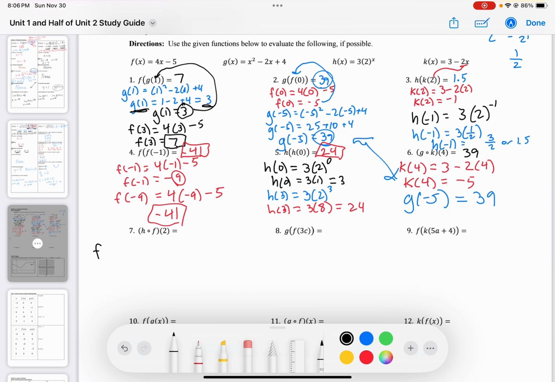Okay, the h of f of 2. So the f of 2 is equal to 4 times 2 minus 5. 8 minus 5 is 3. And I substitute that into h now. Didn't we already substitute 3 into h? Look, we already did that here. They're making our life easy. The h of 3 is equal to 24.